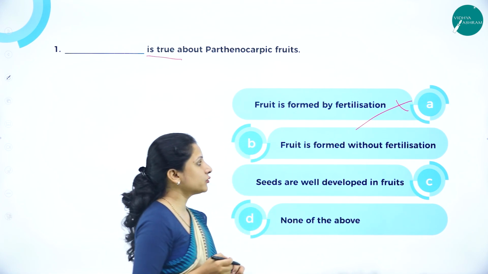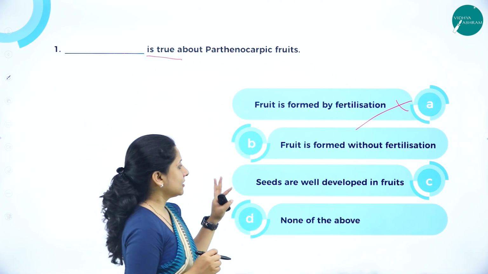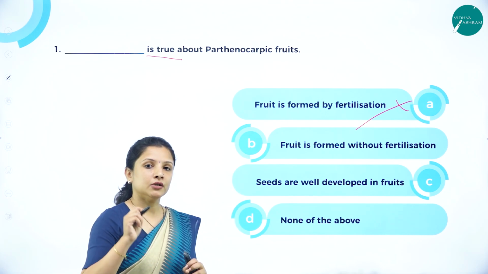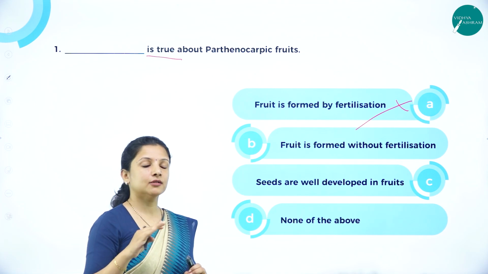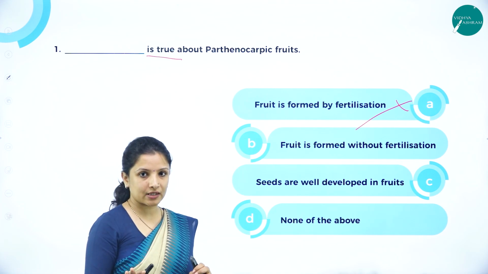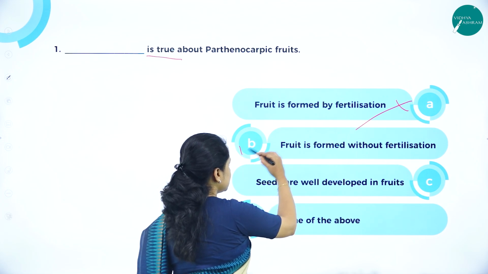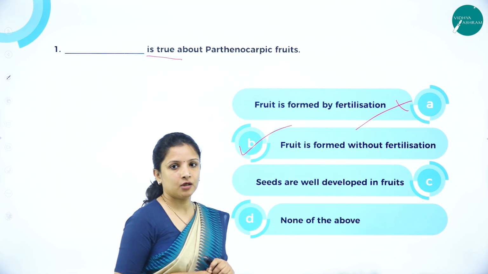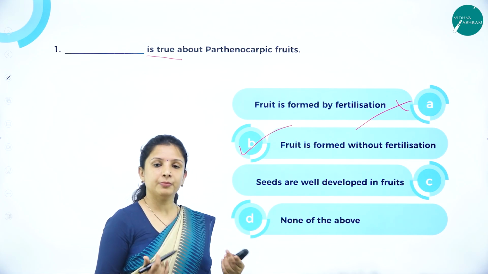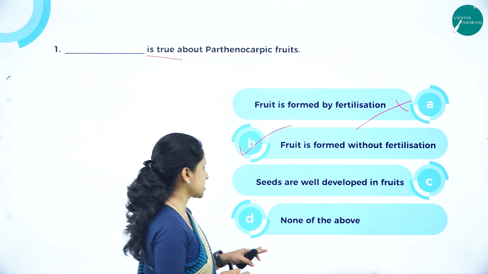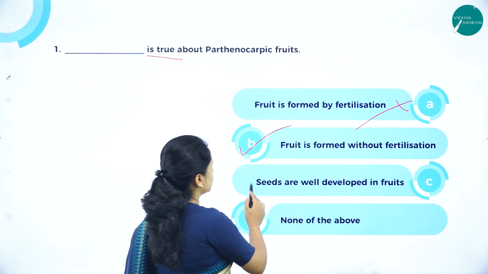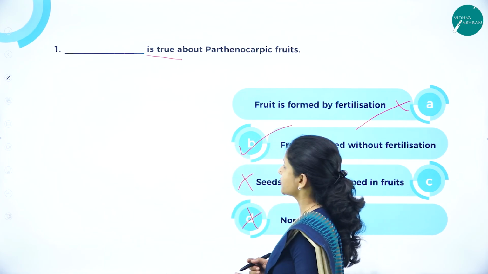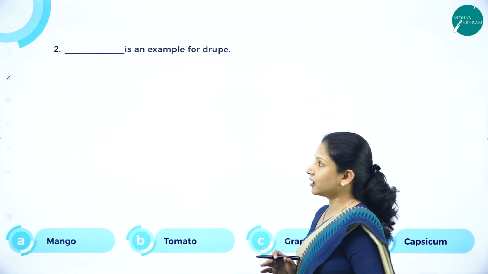Next, fruit is formed without fertilization. Yes, here fruit is formed without fertilization because the ovary will develop into the fruit, but the ovules will not get fertilized, therefore seeds will not form. So this is true about parthenocarpic fruits. Now, seeds are well developed. Here the seeds are not well developed because they do not undergo fertilization. None of the above, that's also wrong. So the right option here is option B, fruit is formed without fertilization. So this is true about parthenocarpic fruits.